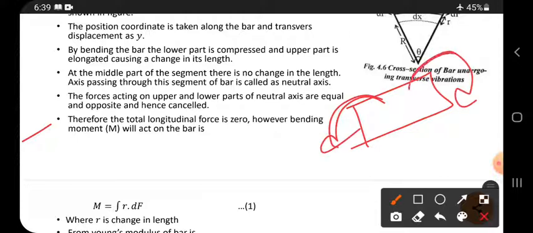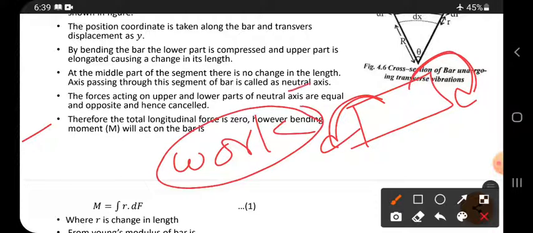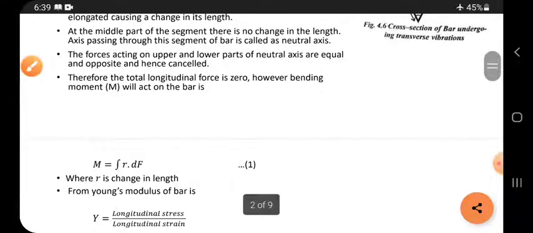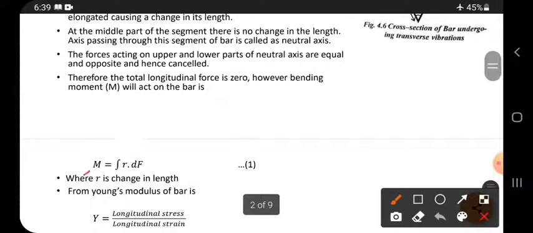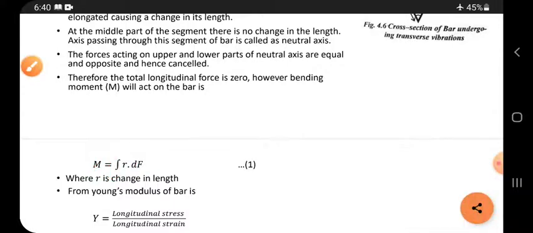So something is also acting. Bending here is nothing but work, isn't it? Bending is nothing but work. Why? Work is equal to force into displacement. The same formula we use here. So the bending moment is denoted by M, which is equal to distance into force, or force into distance. So the total distance is integrated.